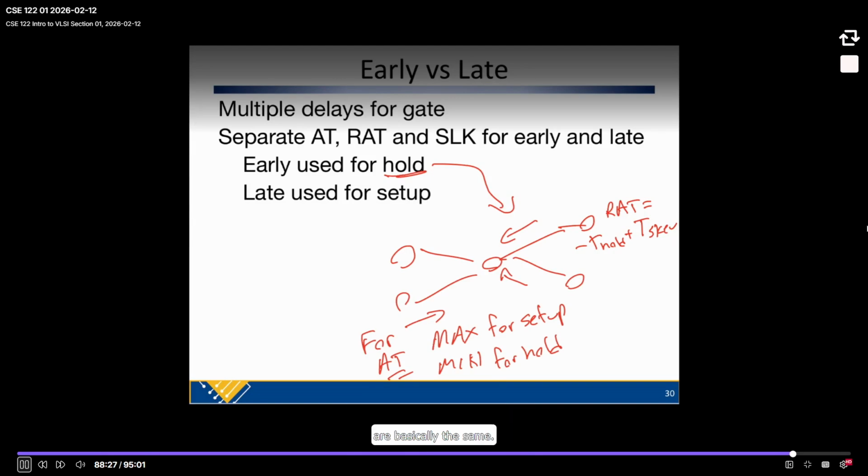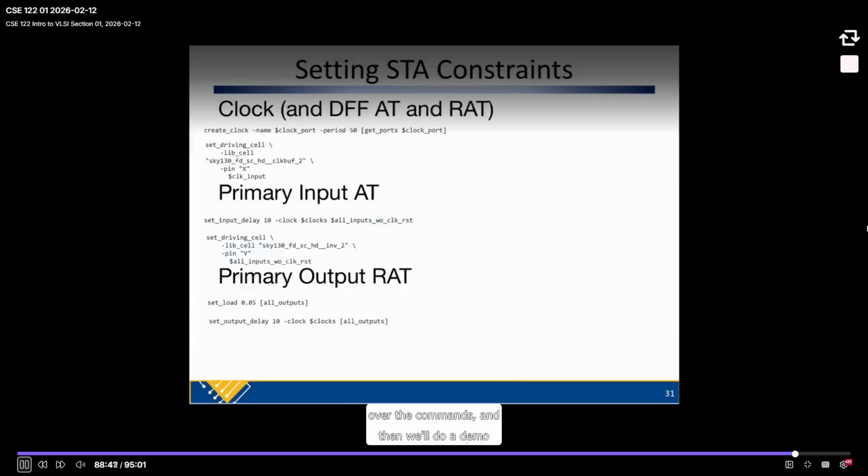Other than that, the propagations are basically the same. Now, let's look at some of the STA commands. We've got 7 minutes, this is perfect. I'll go over the commands, and then we'll do a demo next time.